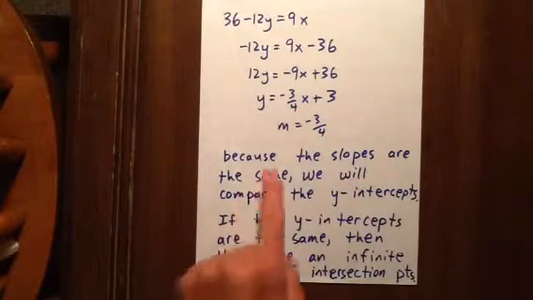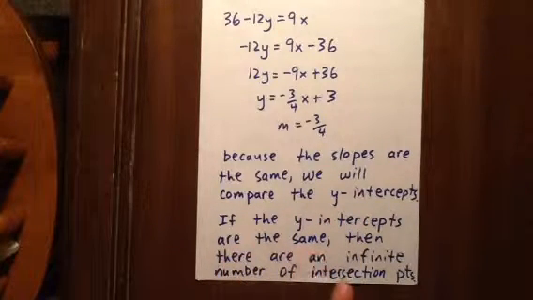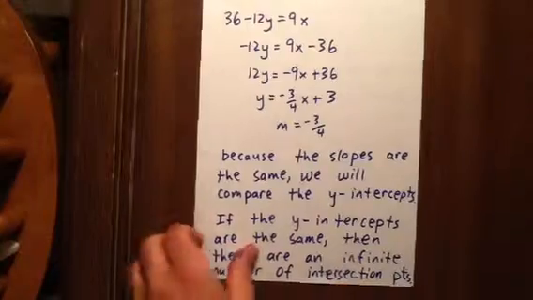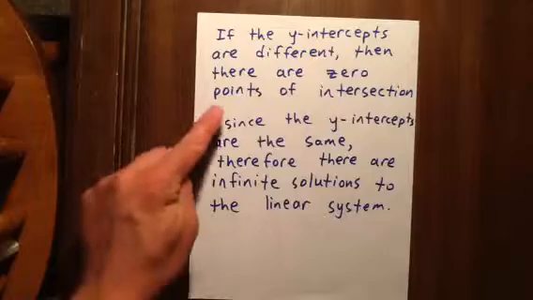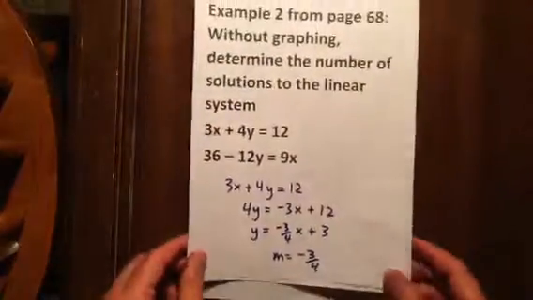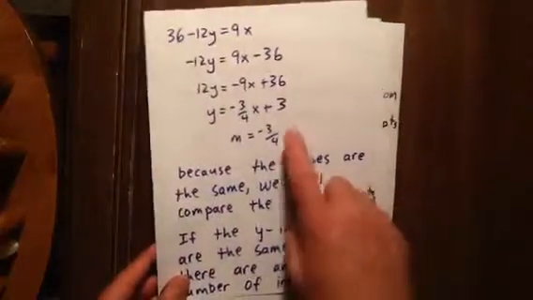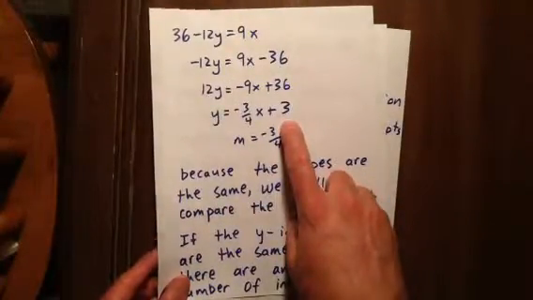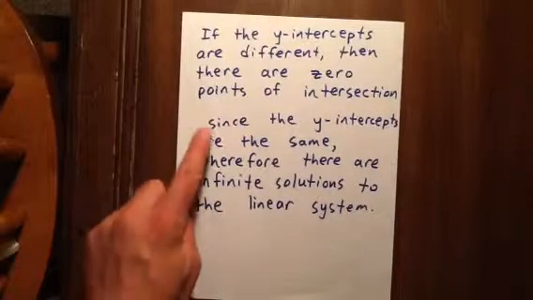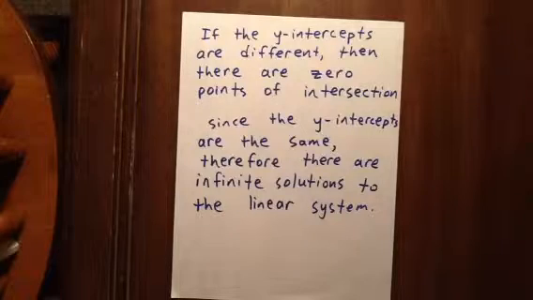Well, now we say because the slopes are the same, we're going to compare the y-intercepts. And if the y-intercepts are the same, there's an infinite number of intersection points. But if the y-intercepts are different, then there are 0 points of intersection. Well, looking at them, we see in the first equation, after isolating for y, we got a y-intercept of 3. And in the second equation, after isolating for y, we got a y-intercept of 3. So we can say that since the y-intercepts are also the same, therefore there are an infinite number of solutions to the linear system.